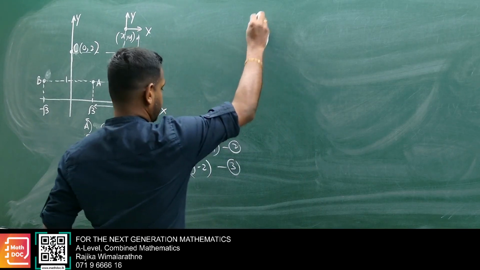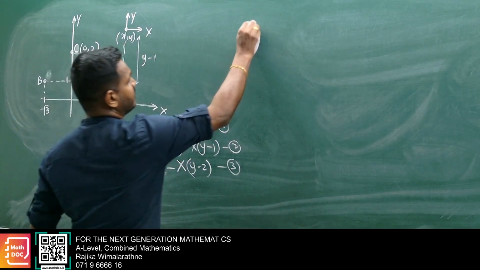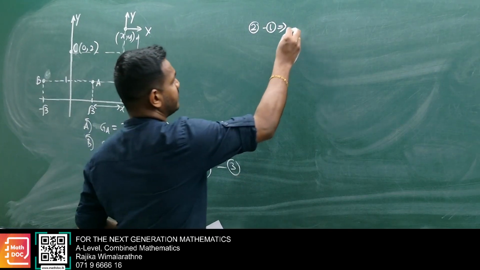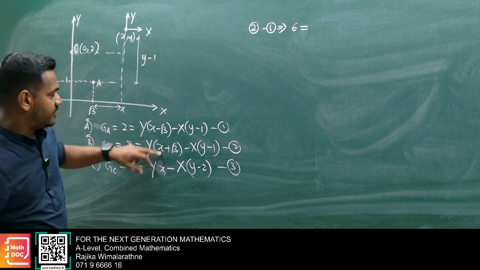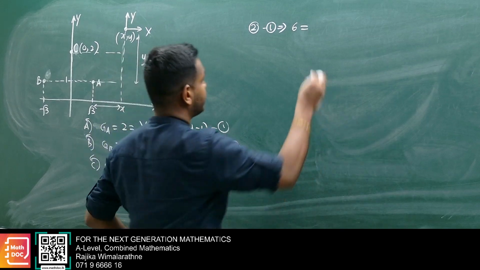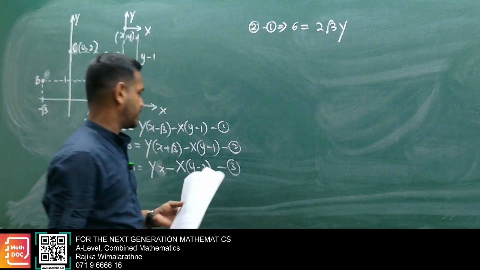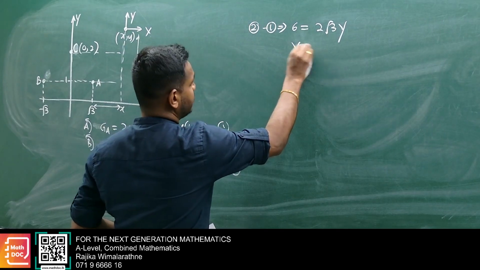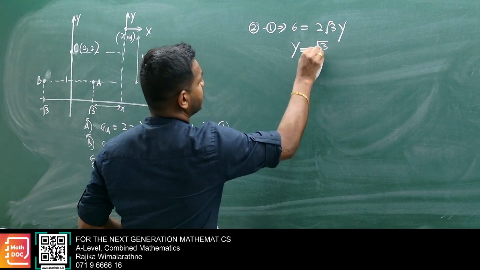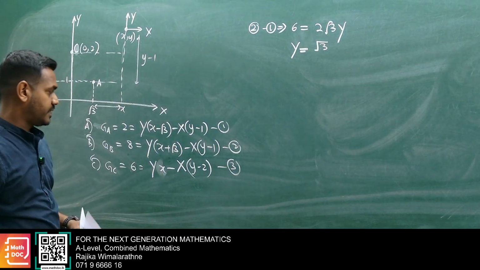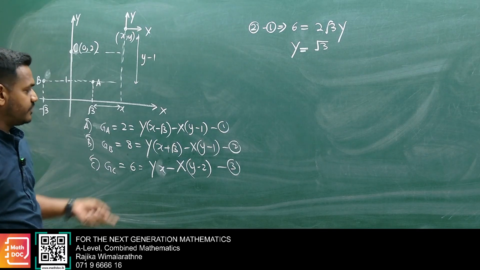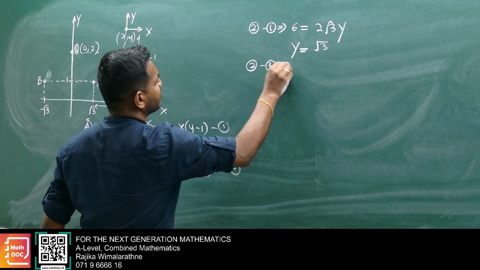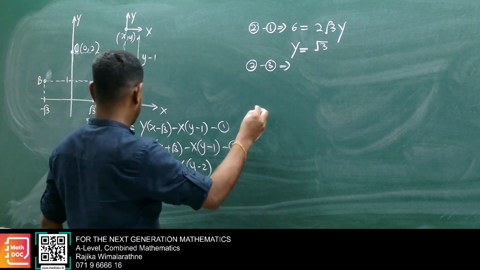One minus 2, take 2 minus 1, 8 minus 2, 6. Here cancel yx, add 2 root 3 y. Here x cancels. Then we can obtain the y value directly. Root 3, the y value is root 3. Then further simplify, subtract 2 minus 3. Then 8 minus 6, 4. 8 minus 6, 2.